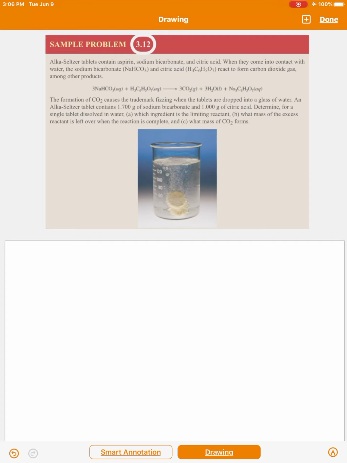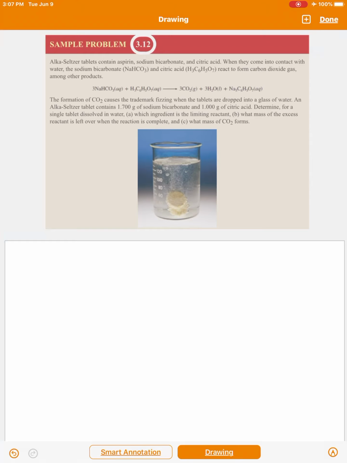Determine, for the single tablet dissolved in water, A, which ingredient is the limiting reactant, B, what mass of the excess reactant is left over when the reaction is complete, and C, what mass of carbon dioxide forms. So we have a lot to do in this problem, and these are compounds that you would find in Alka-Seltzer. So sodium bicarbonate along with citric acid. So let's do the following.